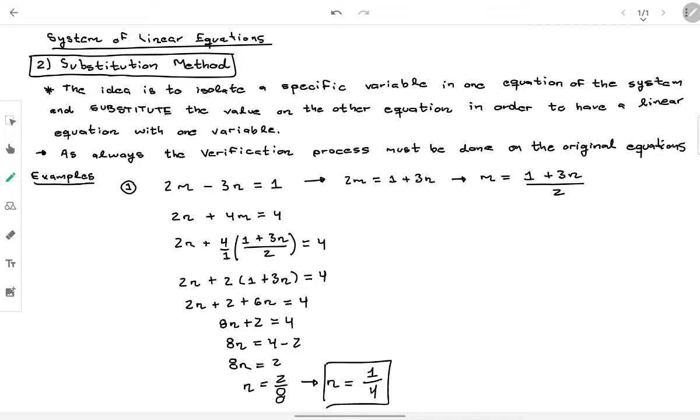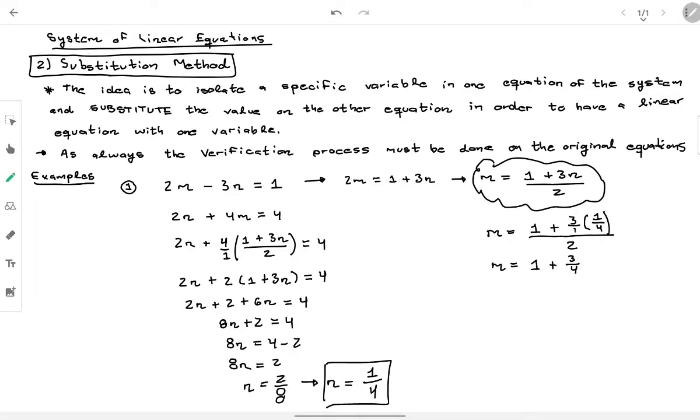How to get the value of m? Of course, we can use this specific formula where we have isolated the m. So it's going to be m equals 1 plus 3 that multiplies n, that is 1/4, all of it divided by 2. So it's going to be m equals 1 plus 3/4, because remember it's having a 1 here, all of it divided by 2.